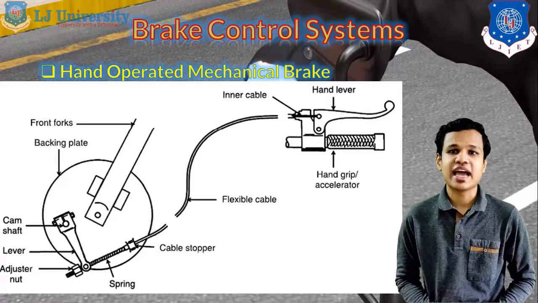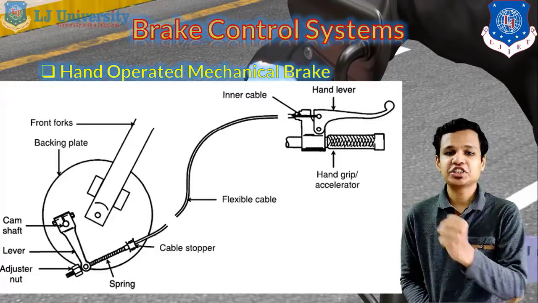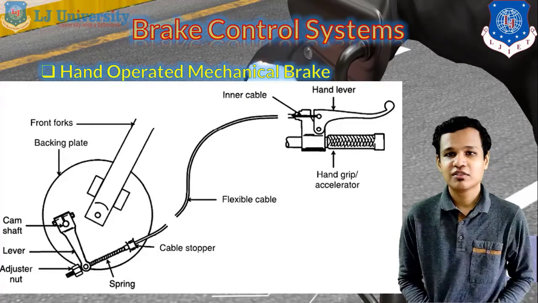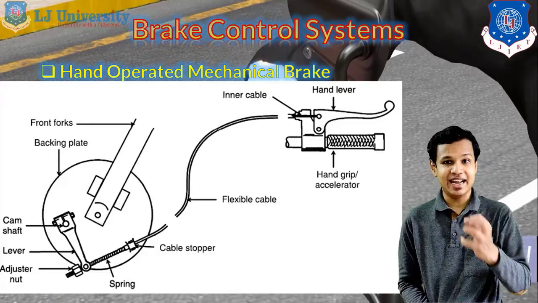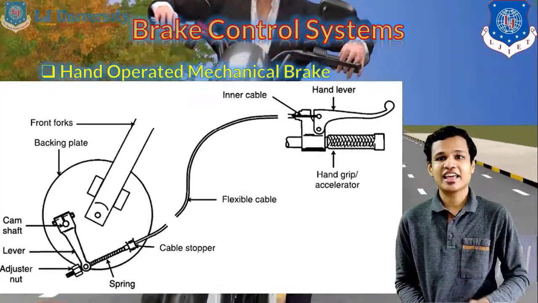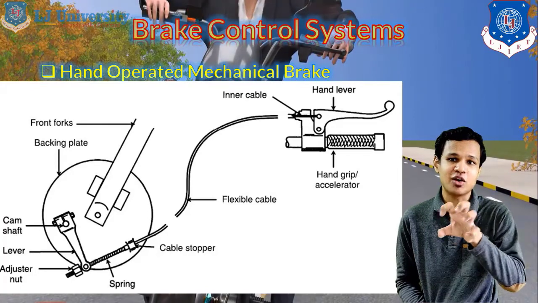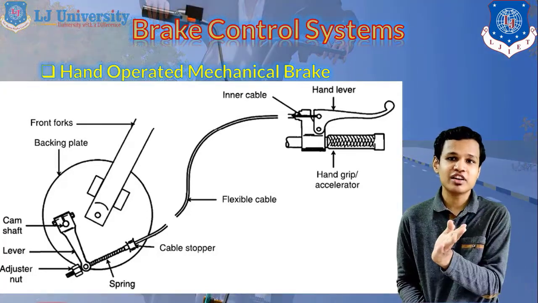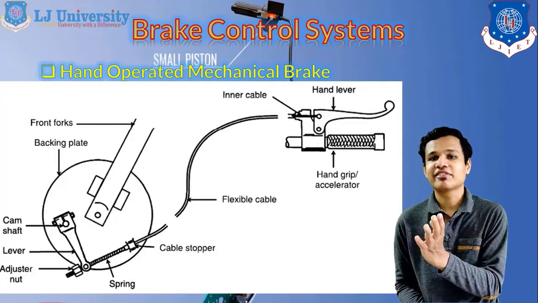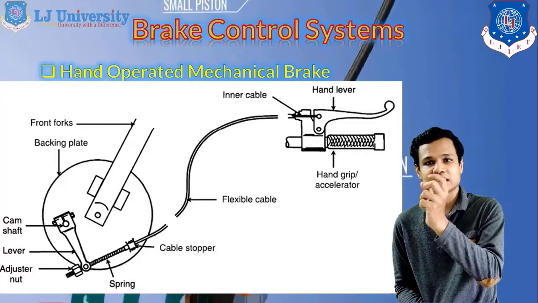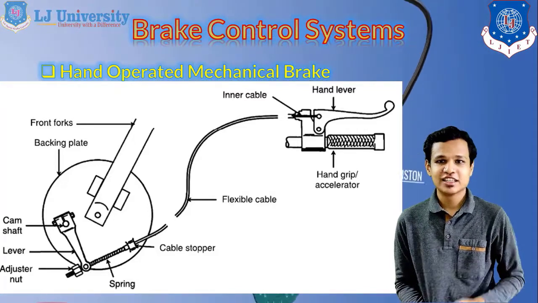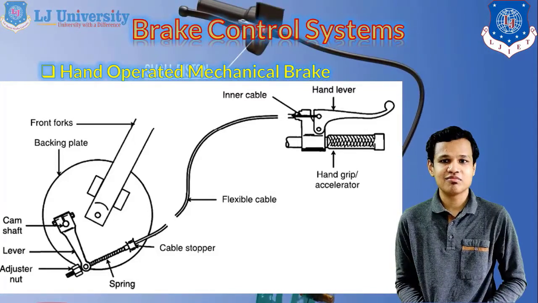When we operate the hand lever, the lever at the brake is operated with the help of the flexible cable connected with our system. So you can see easily that when we operate the hand lever, the lever connected with our camshaft will operate, and that camshaft will operate the two shoes which have been connected with our drum brake. So this is simply how this system works.